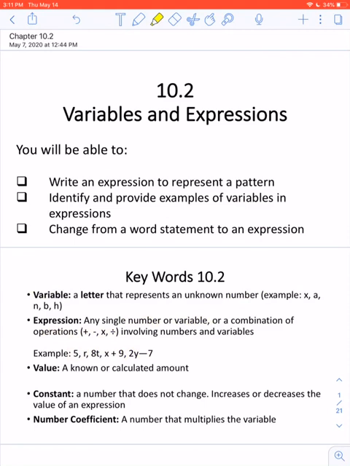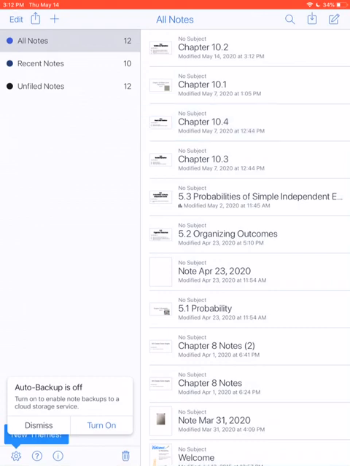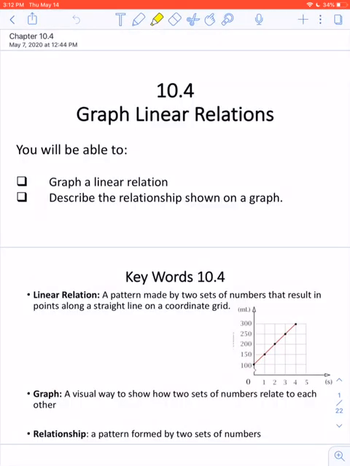Value is just a calculated amount. Now, constant is the opposite of a variable. A constant does not change. Something that's variable changes. Constant stays the same. And then finally, the last thing is a number coefficient, and that is a number that multiplies the variable. So here's an example of that, 8t. The number is the number coefficient, and t is the variable. So once again, that sounds a little bit scary at first, but we will get there.